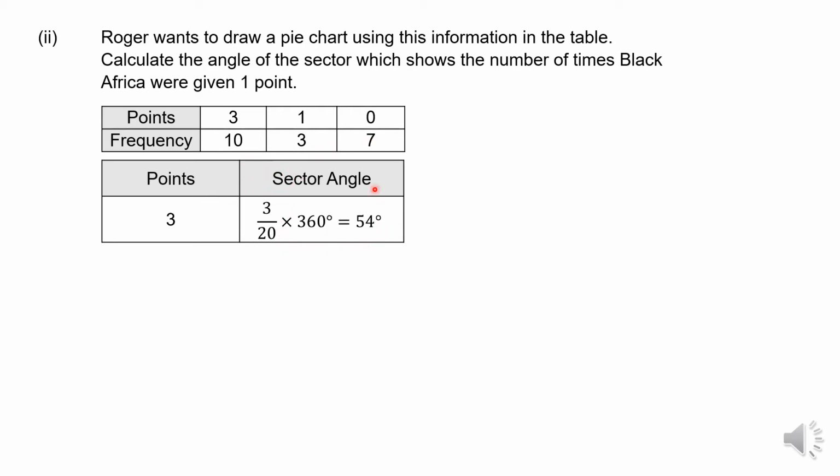So you take that 3, divide it by 20, and then you multiply that by 360, and that gives you 54 degrees. That is the angle sector which shows the number of times Black Africa were given 1 point. They were given 1 point 3 times, and it's 3 out of the 20 times 360, not 100, because when you multiply by 100, you're calculating a percentage, but we are looking for the angle.